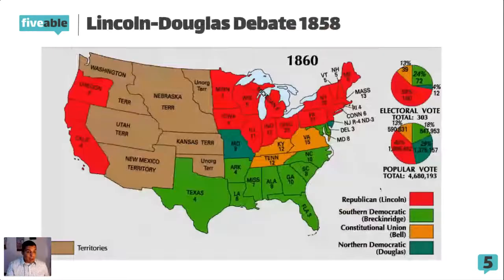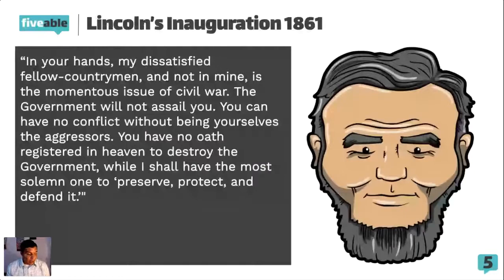So Abraham Lincoln becomes president. And when somebody becomes president, they get inaugurated. And Lincoln goes up to become inaugurated in 1861, and he does something. He goes up there and he says, look, guys, I know that the people that didn't vote for me are afraid that I'm going to end slavery.